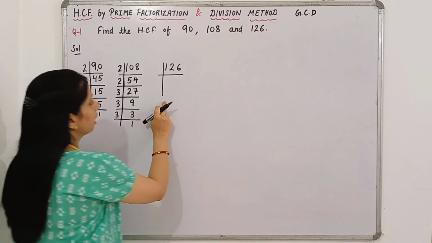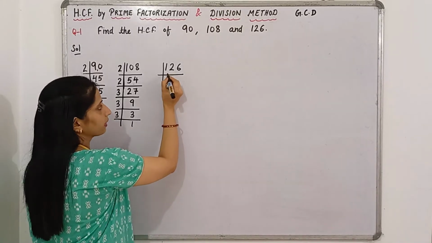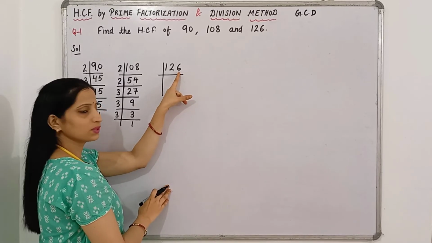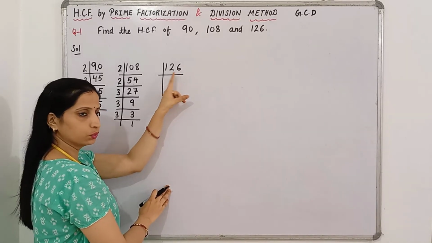Okay. Now similarly we will find out the prime factors of 126. Again at the ones place it is 6, so the number will be divisible by 2.